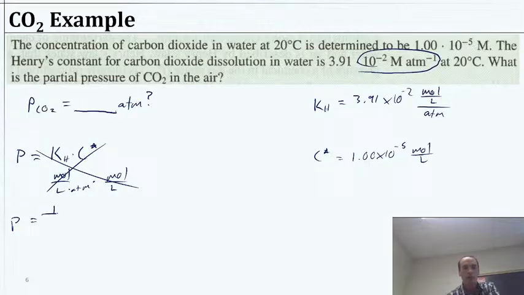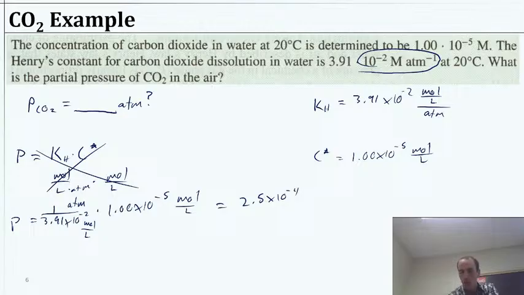So if we do 1 over 3.91 times 10 to the minus 2, multiply that by our 1.00. And by the way, I was thinking to myself that 10 to the minus 7th was going to be a pretty small number for CO2. So this would be 1 atmosphere per 3.91 times 10 to the minus 2 moles per liter. These should then cancel. Anybody have this number for me? 2.5 times 10 to the minus 4, or 2.57. Okay, so 2.56.